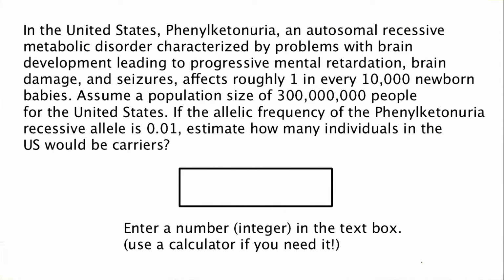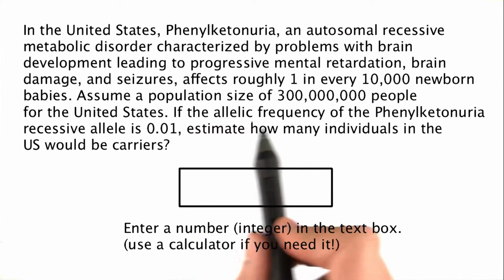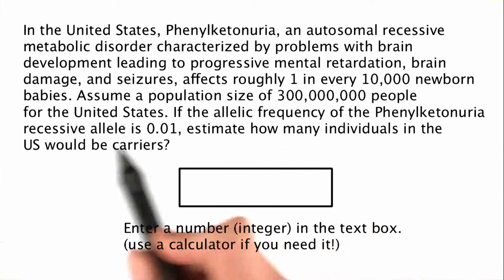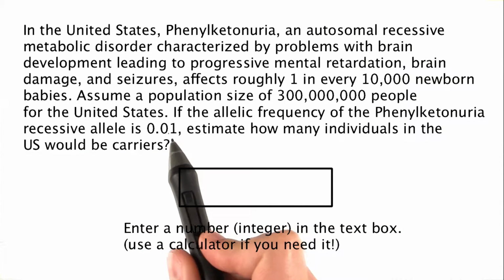Okay, this is one of the toughest math problems we've had yet. Also one of the toughest thinking problems. Let's actually start at the second part of the wording here. If the allelic frequency of the phenylketonuria recessive allele is 0.01.